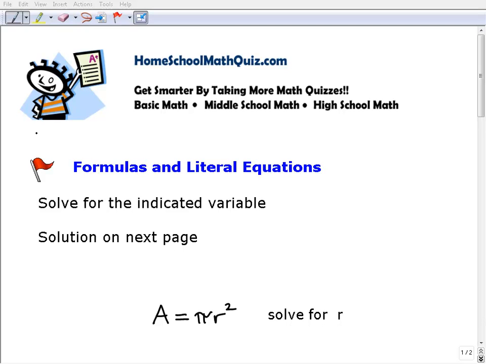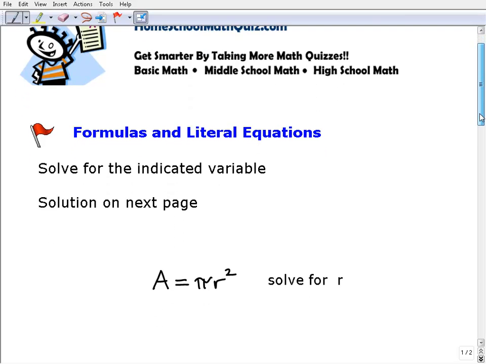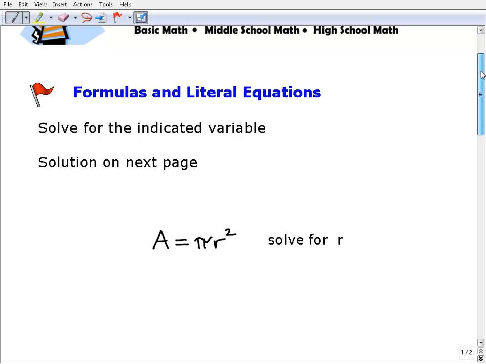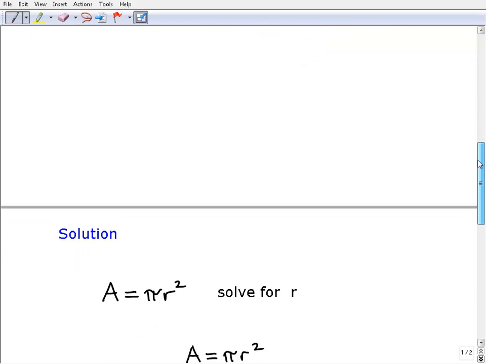Okay, so here's our quiz problem. What we're going to do is solve for the indicated variable in this equation here. So we have A equals pi r squared, and we want to solve for r. If you haven't tried this problem yet, maybe you want to pause the video and see if you can do it. All right, so let's take a look at the solution.